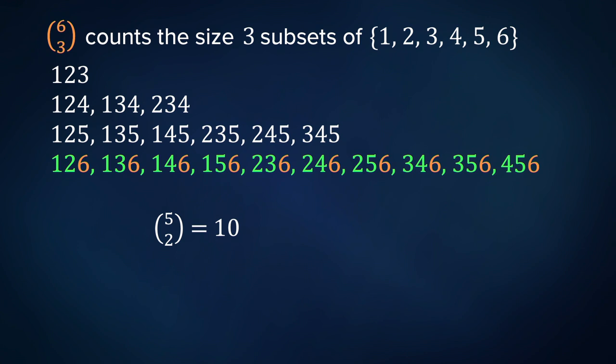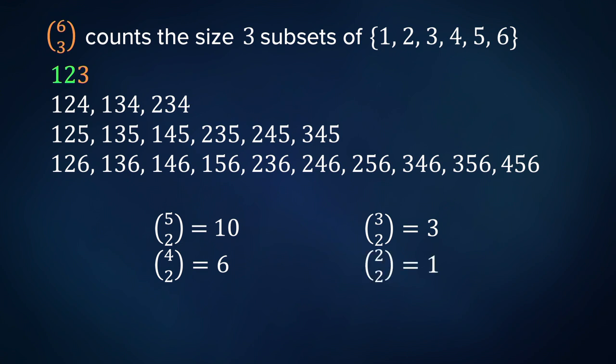Similarly, the next row contains subsets that don't contain 6, but whose largest entry is 5. These are the size 2 subsets of {1, 2, 3, 4} with the number 5 tacked on to the end. Hence, there are 4 choose 2, which is 6 ways to do that. Likewise, the next row contains subsets whose largest entry is 4, and there are 3 choose 2, that is 3 ways to do that. And the first row has the subset whose largest entry is 3, and there's just 2 choose 2, 1 way to do that.